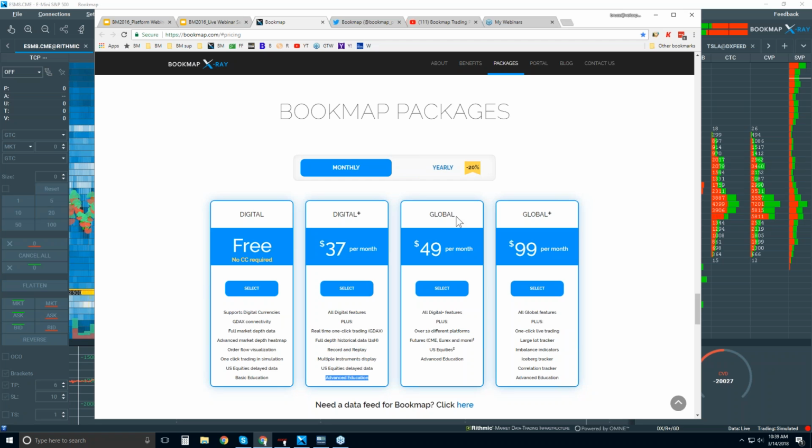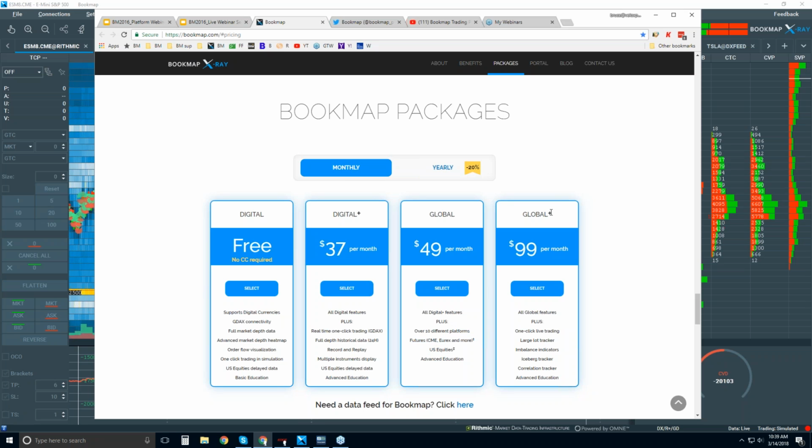The global version includes everything. So it's futures, digital currencies, and U.S. equities. But we're not a data provider, so for futures or U.S. equities, you will need to provide the data, but you can connect this to those markets. And it also comes with that advanced education.